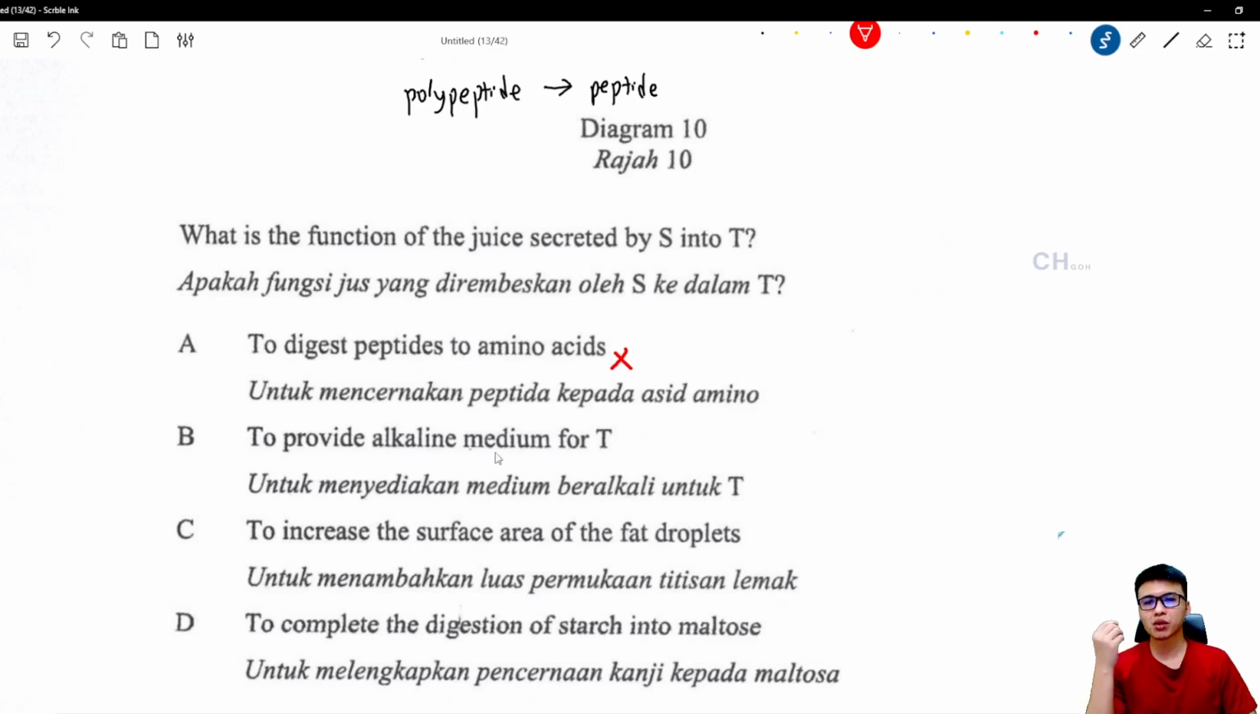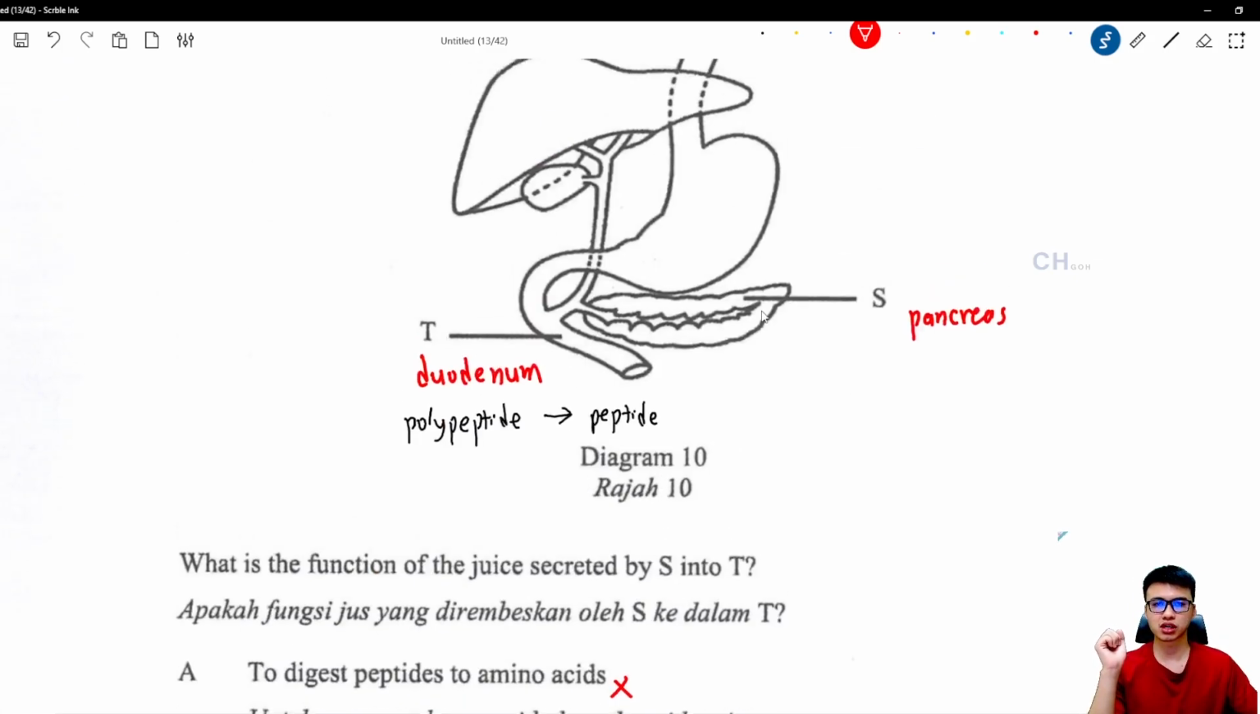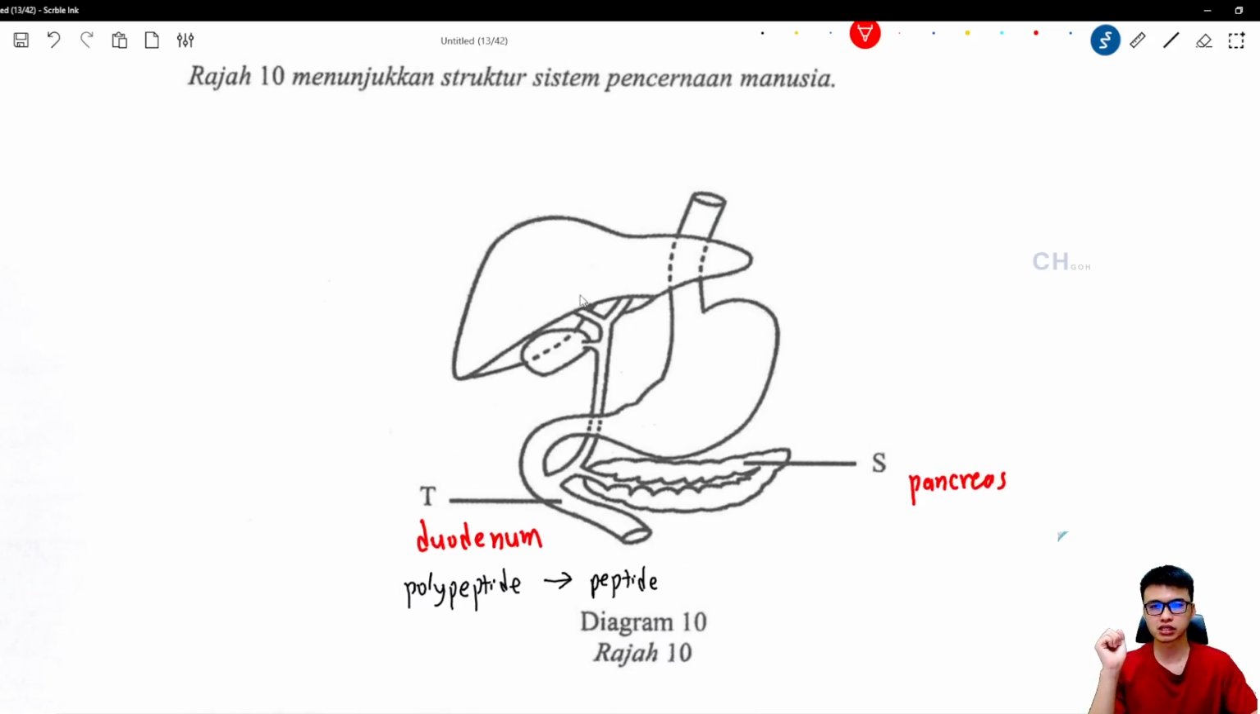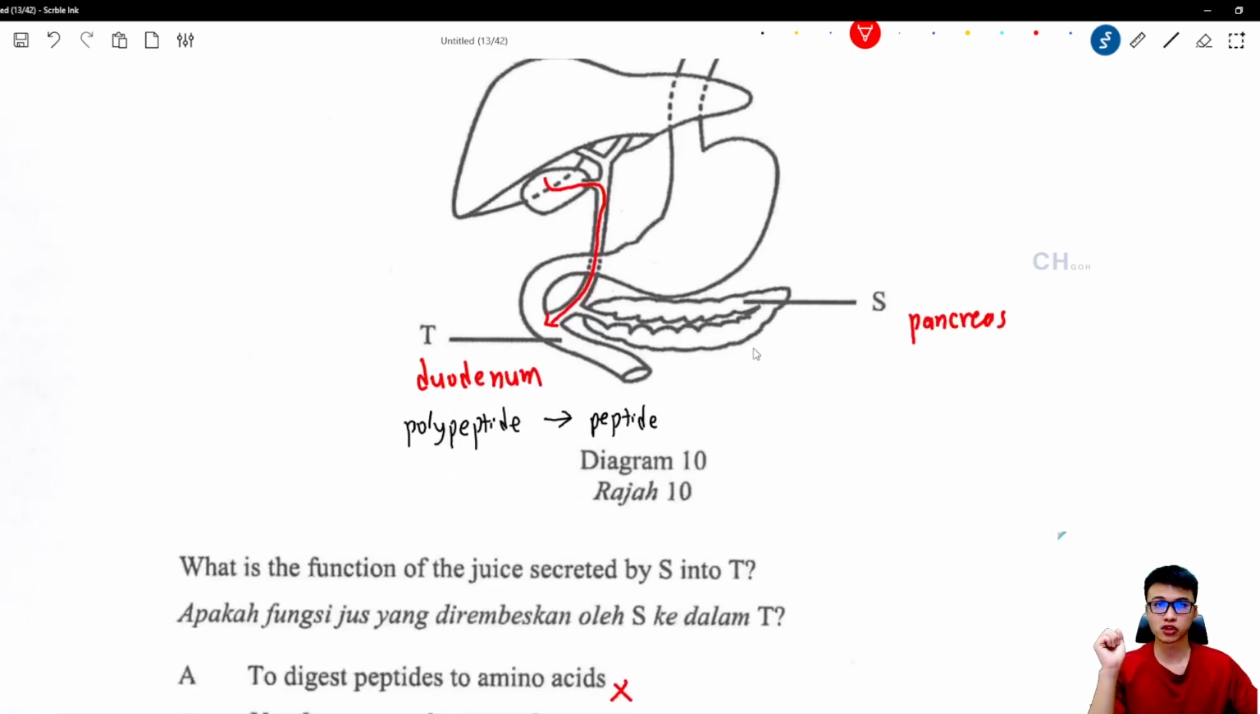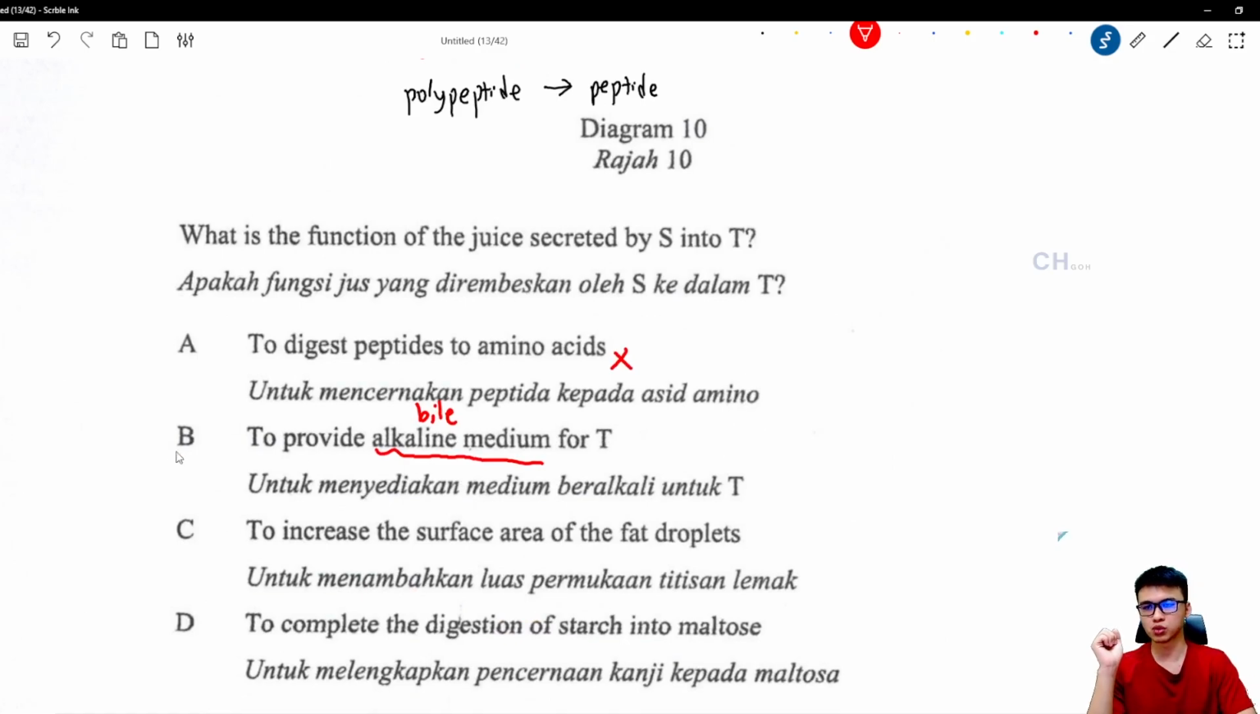B, to provide alkaline medium for T. Now, providing alkaline medium is done by the bile. Now remember, bile is not coming from the pancreas. Instead, it is coming from the gallbladder, which is somewhere here. It will release the bile into the duodenum. So it's not the job of the pancreatic juice. So B also wrong. A wrong, B wrong.